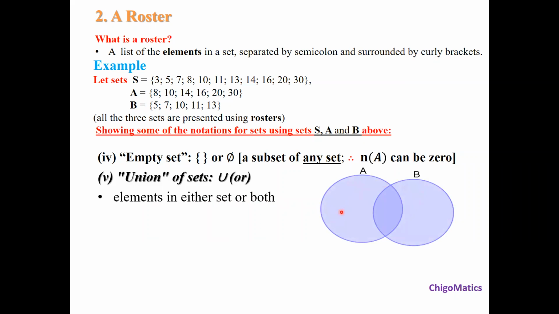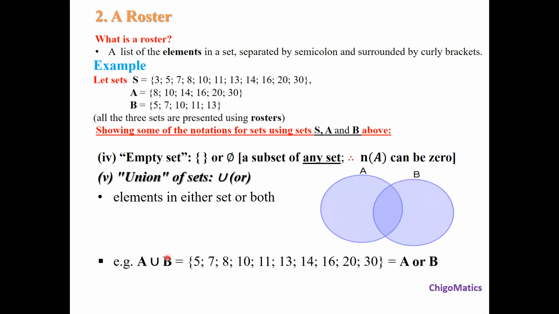So if I am now to represent A union B, the shaded, we have shaded everything to say that is the meaning of union. If you take any element here, it's only in A, right? If you take any element here, it's in A and B. If you take an element here, it's only in B. So we are saying everything. So elements in either set, that means it could be here or here or here. That's the both, right? So all together, we are saying that is the union.